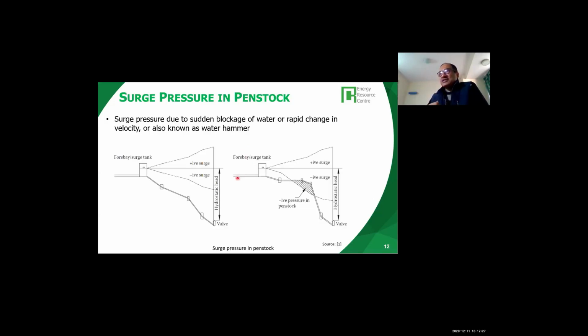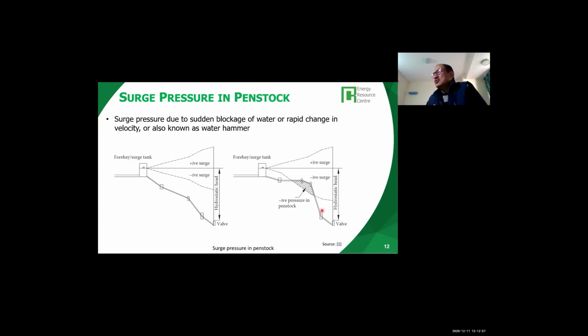And as I mentioned, surge pressure in a penstock occurs when there is an automatic closing of the valve and opening of the valve. There is this positive and negative surge, which is due to sudden blockage of water, a rapid change in velocity, also known as a water hammer. You must have known about this in your house plumbing system also. You have the same situation.